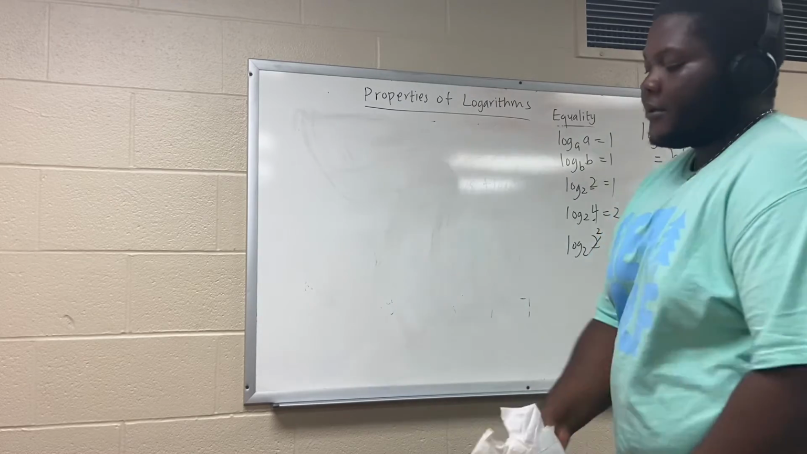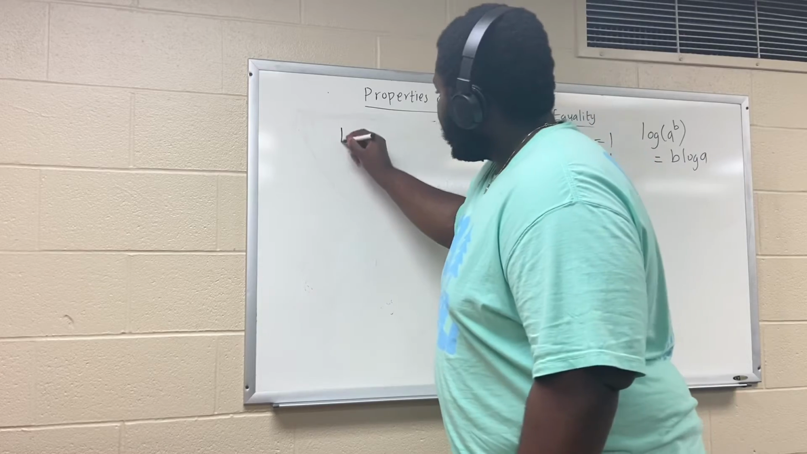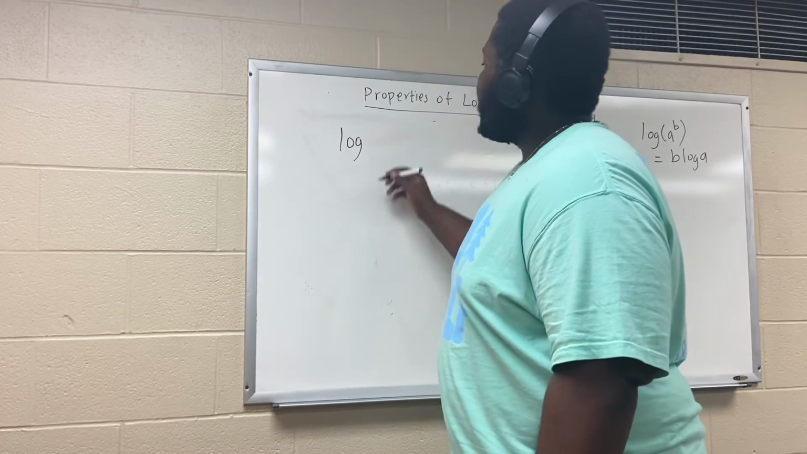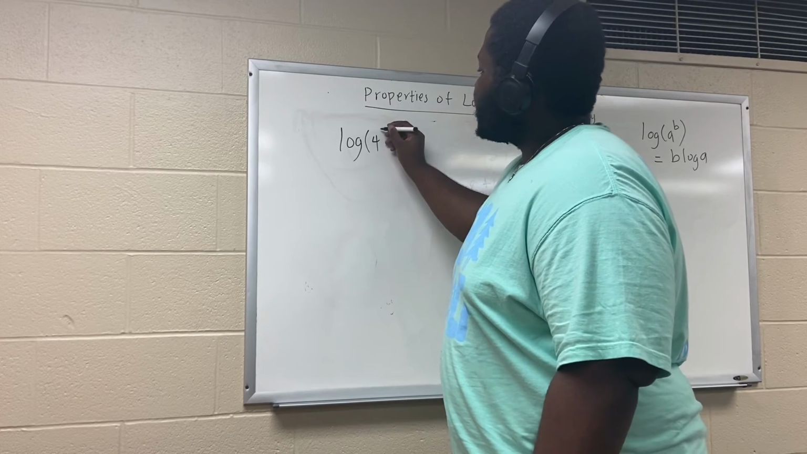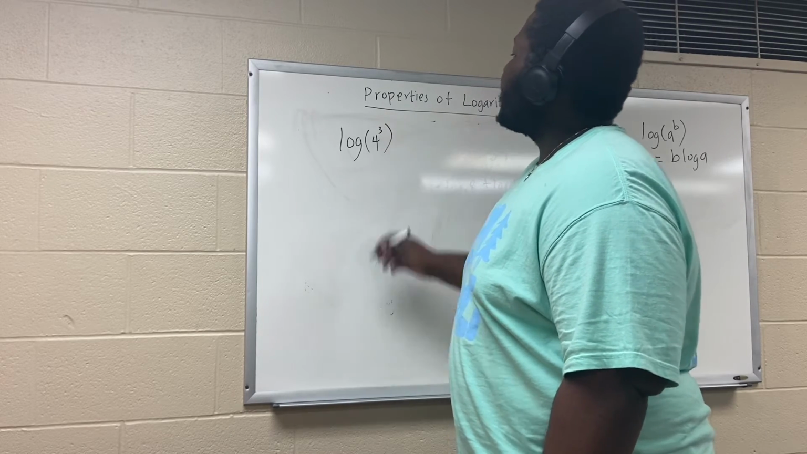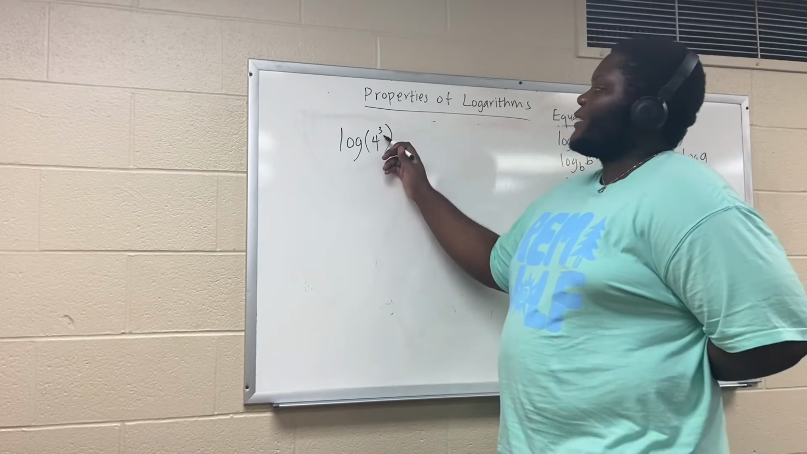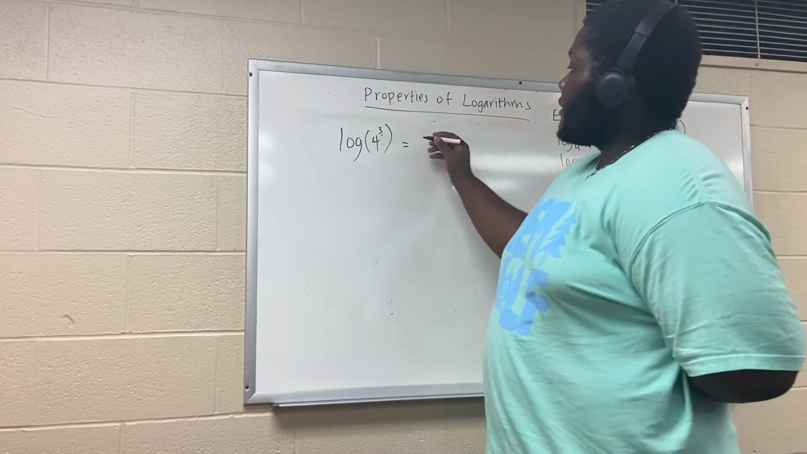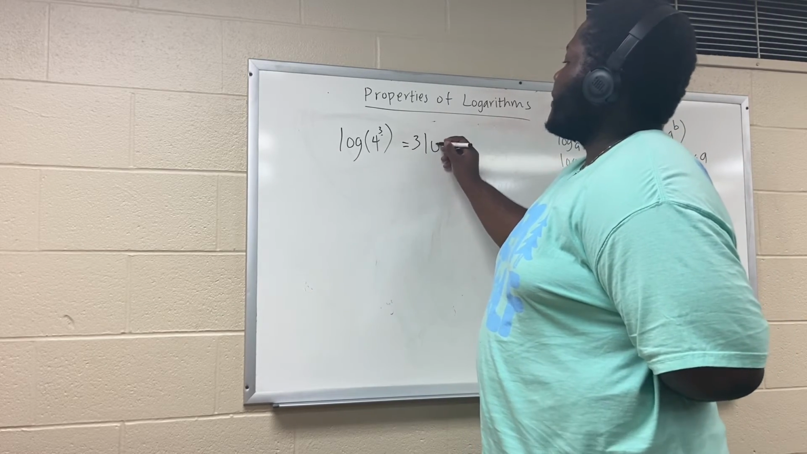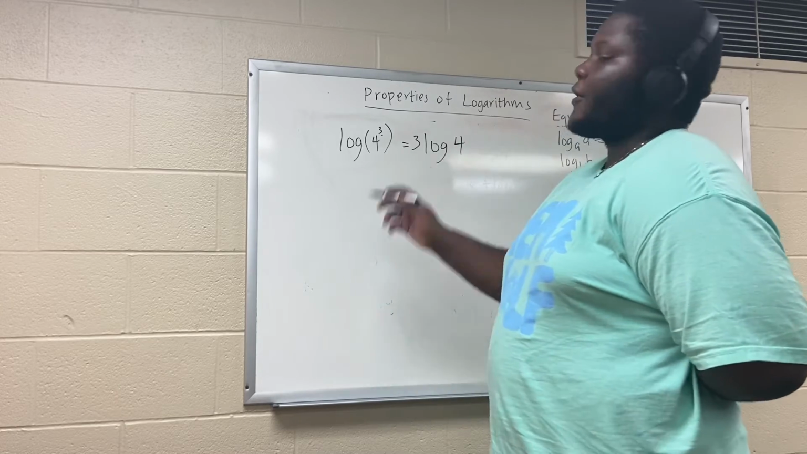Okay, so let's say we have log of 4 to the power 3. We can rewrite this by bringing the exponent to the front of the expression. So 3 log of 4, these are equivalent.